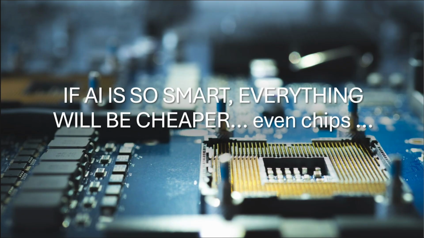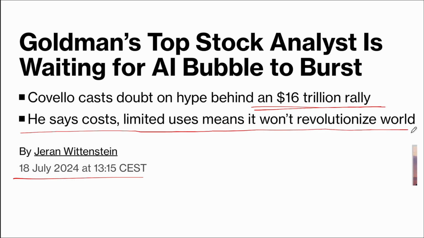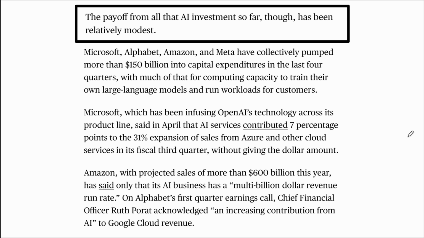So my theory, if AI is so smart, everything will be cheaper, even chips. And it's not just me that's saying that. Goldman's top stock analyst is waiting for the AI bubble to burst. So the 16 trillion rally is what we are looking at now with AI, even higher than it was a few months ago. But he says costs and limited users mean it won't revolutionize the world. Maybe not as fast as it is priced in now.